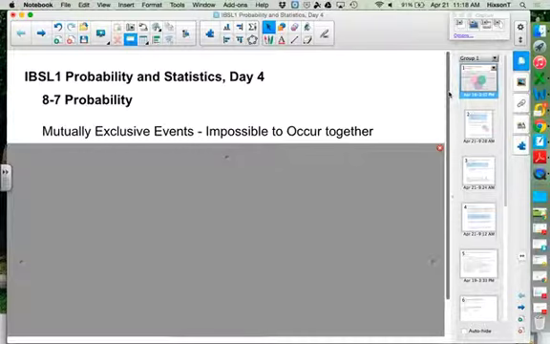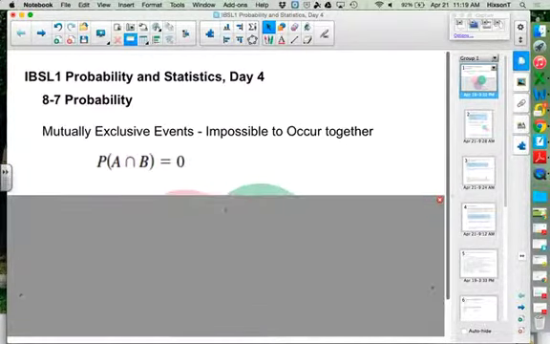Alright, so first of all, mutually exclusive events are events that are impossible to occur simultaneously or occur together. For example, if you flip a coin, it's impossible to get a head and a tail at the same time. However, if you roll a die, it's possible to get a prime number and an even number at the same time. I could get two. So those would not be mutually exclusive, whereas getting a heads and a tail would be mutually exclusive. Or rolling a die and getting an even number or an odd number, those would be mutually exclusive.